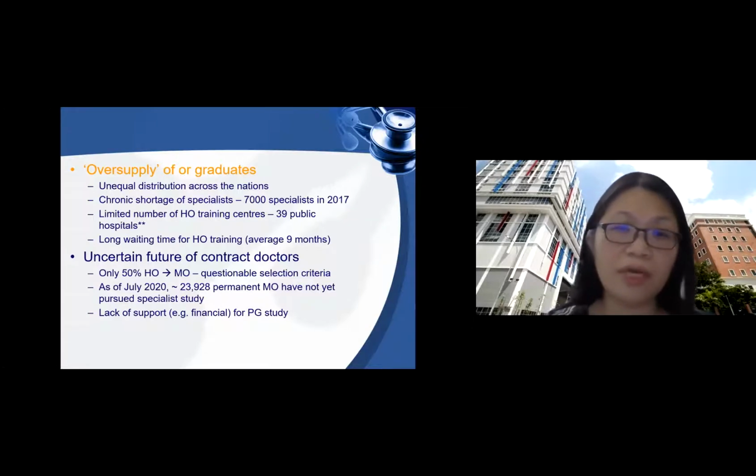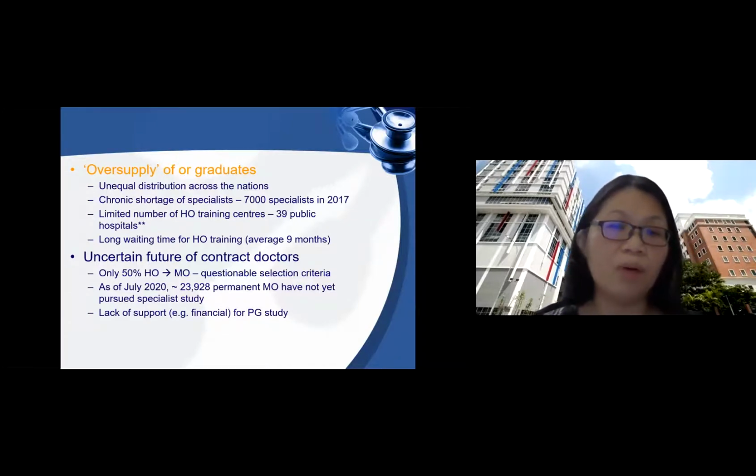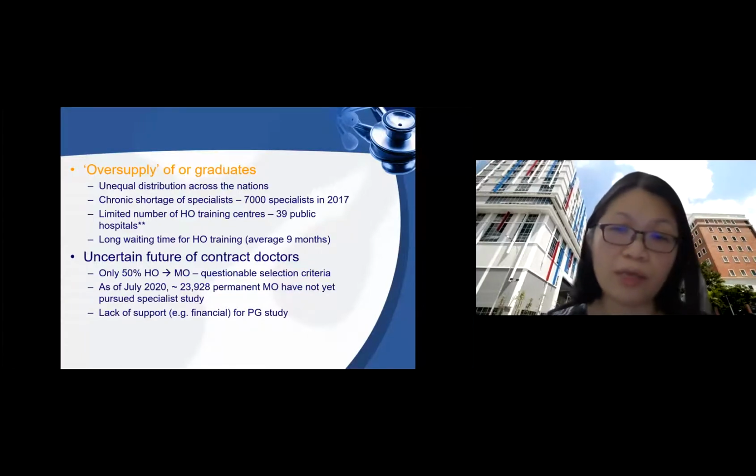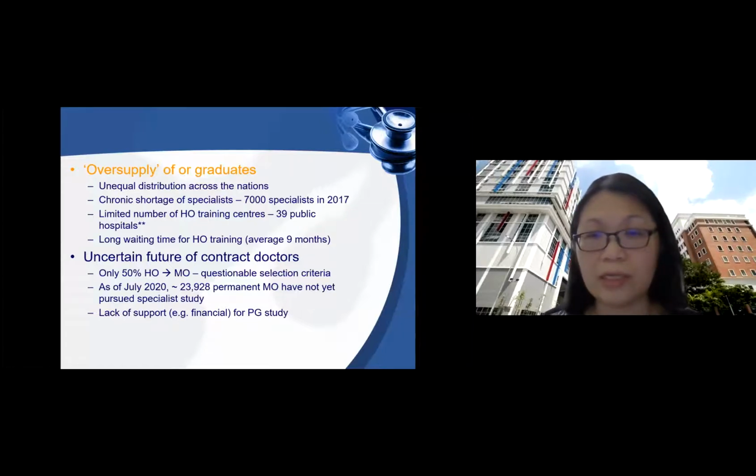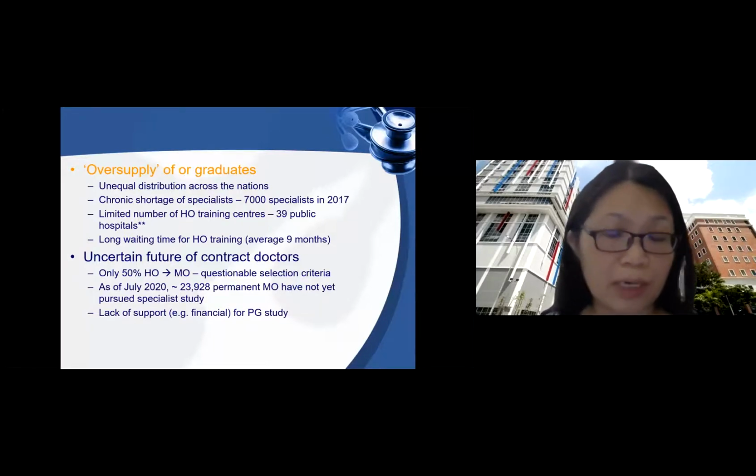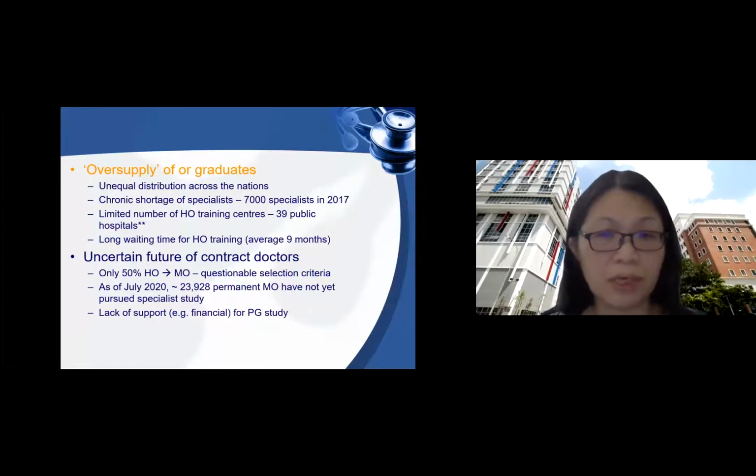Most of the time, after MO have finished their housemanship, they become MO. Not many of them will continue to be trained to become a specialist. That's why this is one of our issues: how should we encourage our MO to pursue their study to become a specialist? This is one of the issues faced by the Malaysian medical education sector.